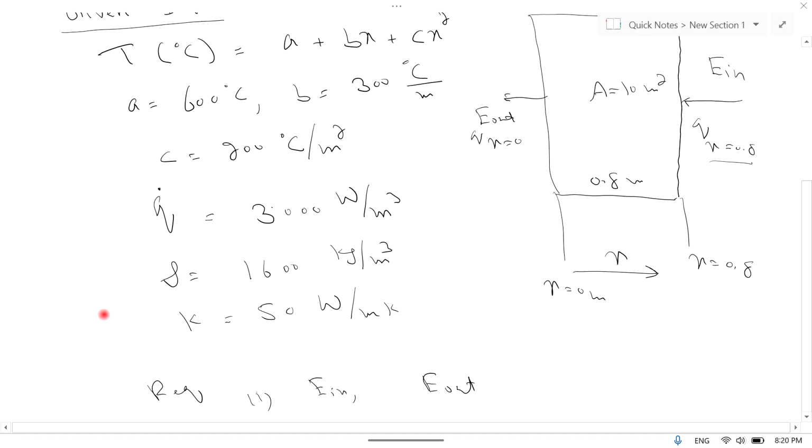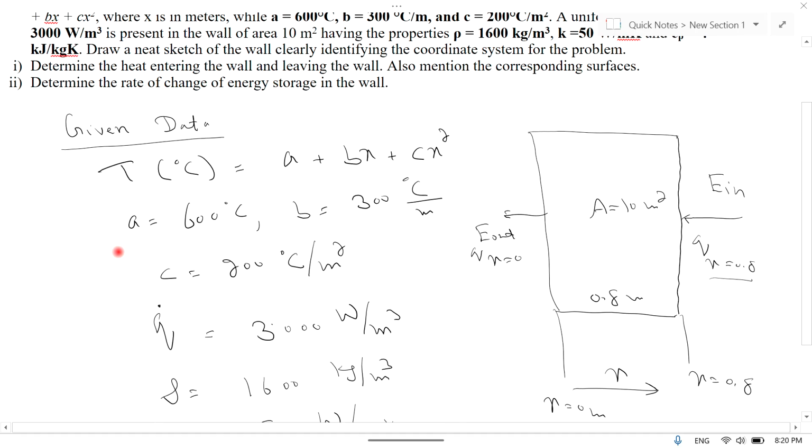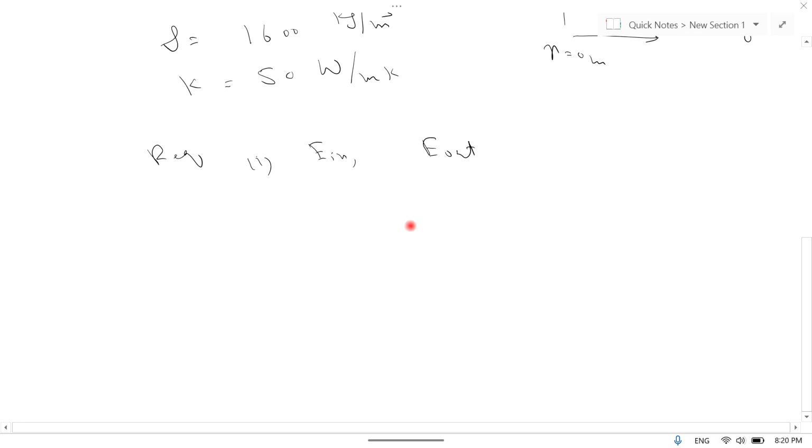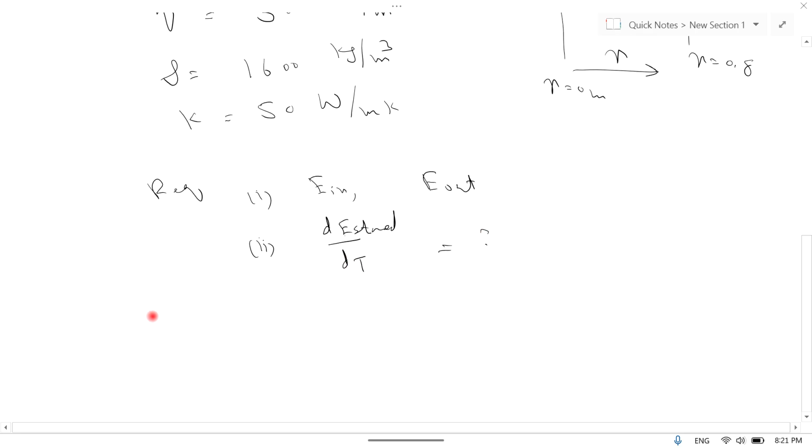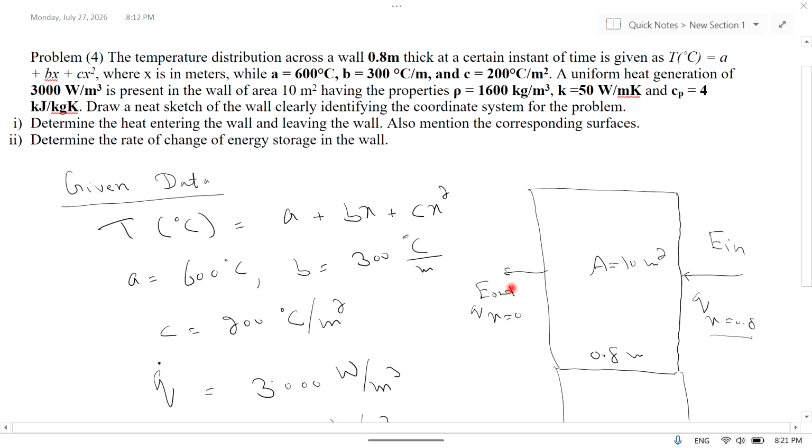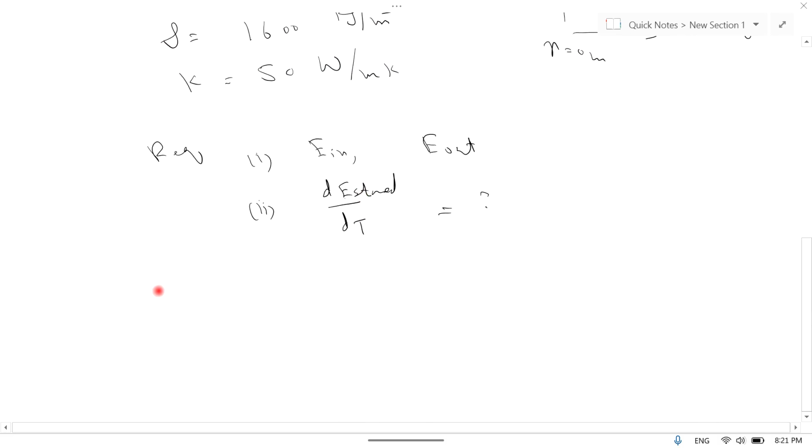This is part 1. And in part 2, determine the rate of change of energy stored in the wall. How is energy stored? dE stored divided by dt is required, because in this case E in is not equal to E out. In the previous problem, the temperature was 100 degrees centigrade on one side and 100 degrees centigrade on the other side, which means E in was equal to E out, but in this case they are not equal. So we start the solution.